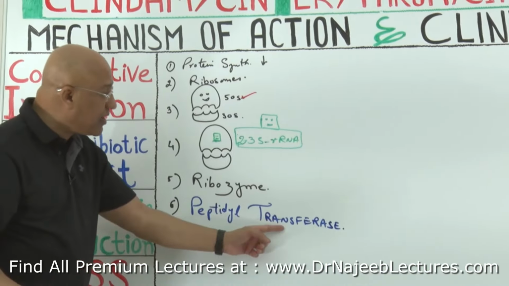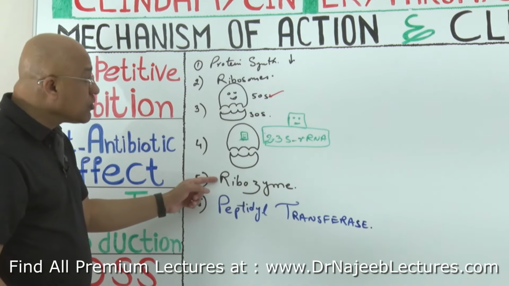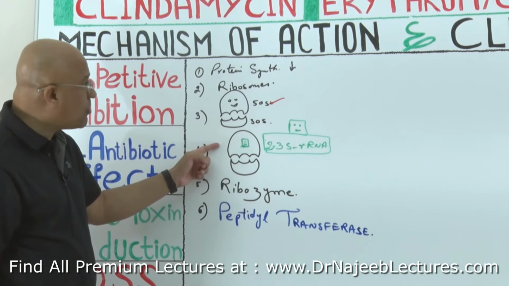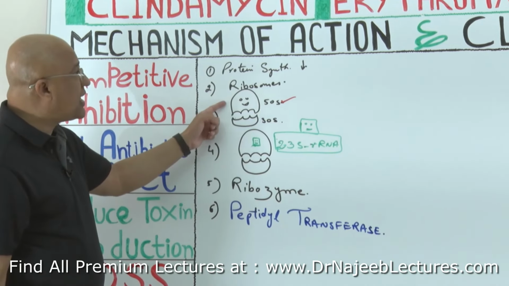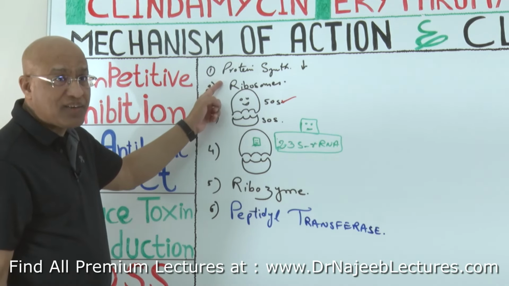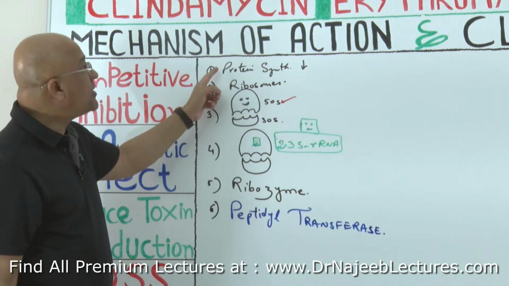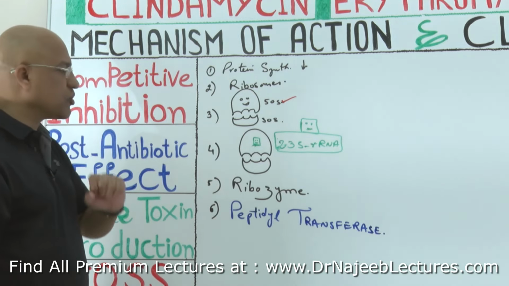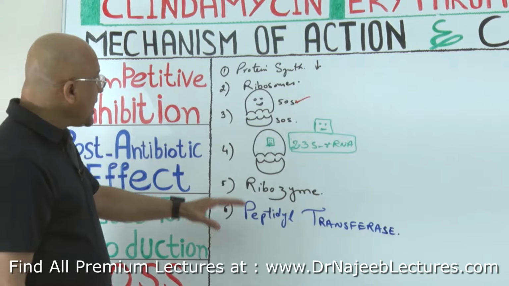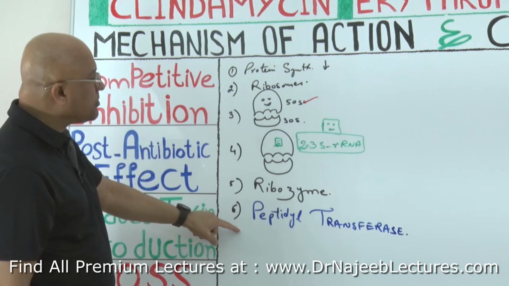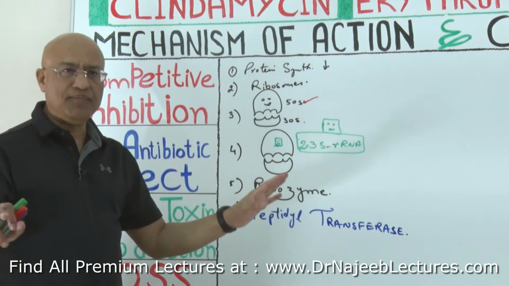They work on peptidyl transferase, which is also called ribozyme because it consists of a 23S ribosomal subunit present in the 50S component of the ribosomes of prokaryotes, susceptible prokaryotes, and inhibit their protein synthesis. Now, up to now, everything is common, right? That all three of the drugs work, all these six steps or points are common.